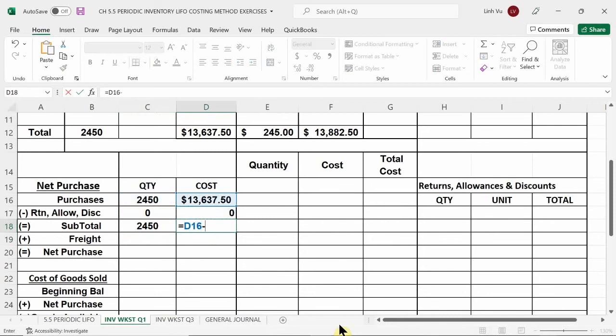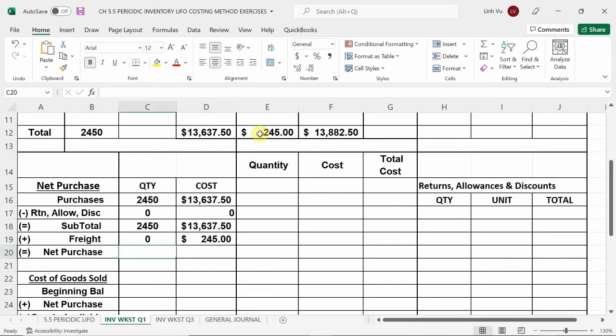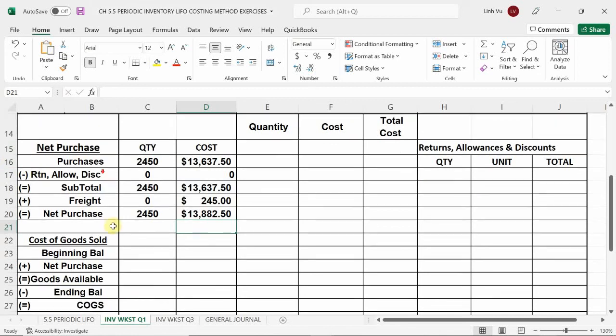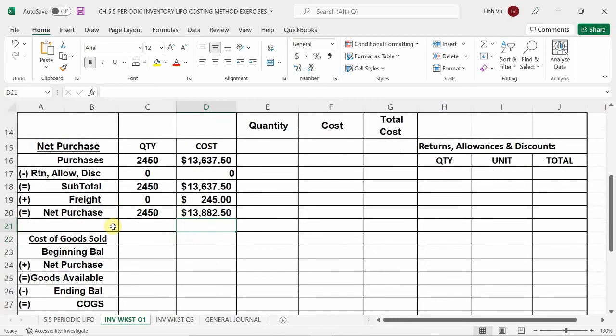Because again, if we have any purchase returns and allowances, that's going to decrease our inventory as well as the total cost of our inventory. Okay? Freight adds 0 to quantity, but it does add to the actual cost. Okay? So in this case, let's add up our totals here. Since quantity does not increase, but the total cost will increase, it will get you a total of $13,882.50, right?